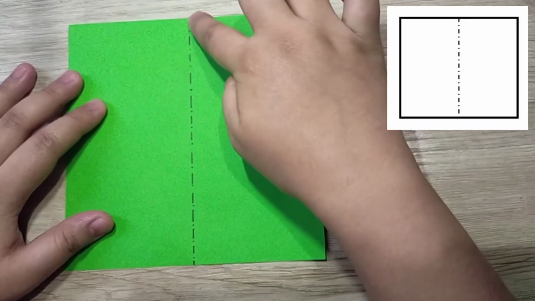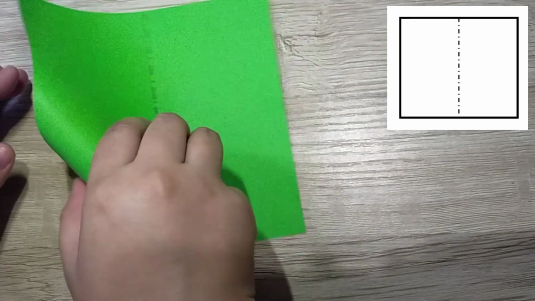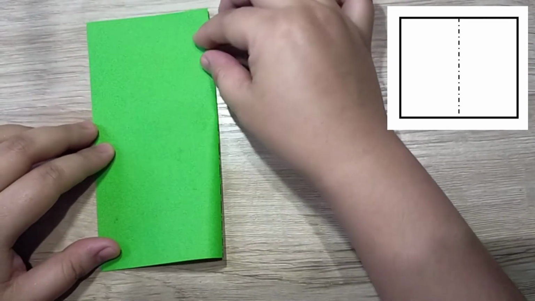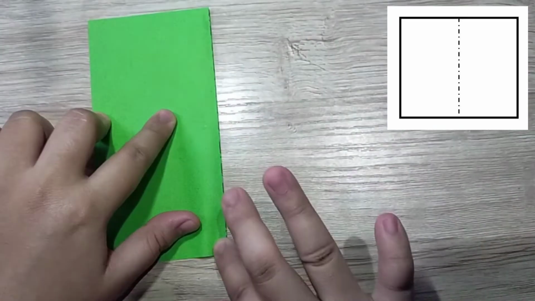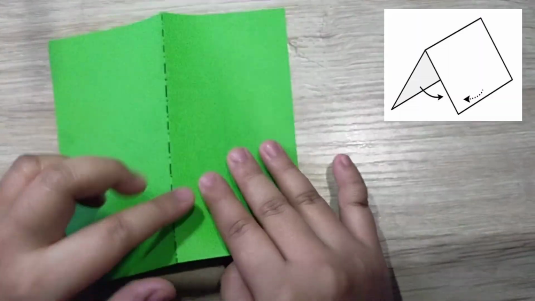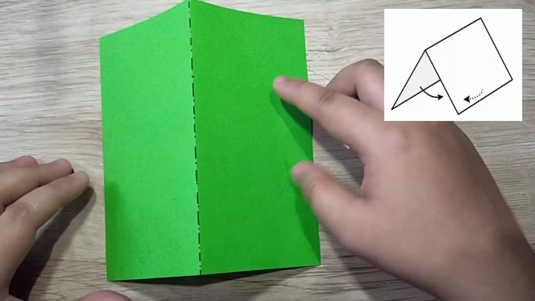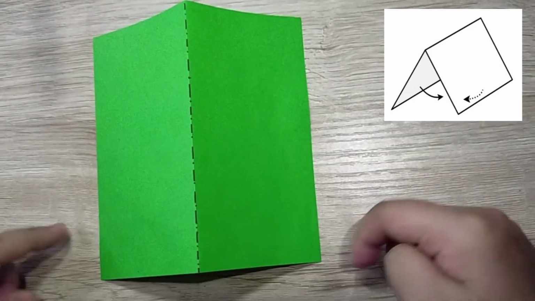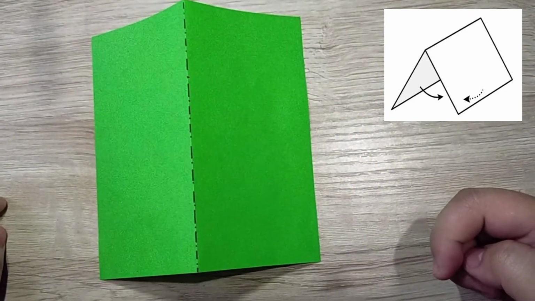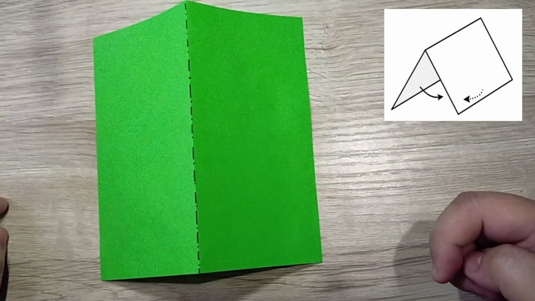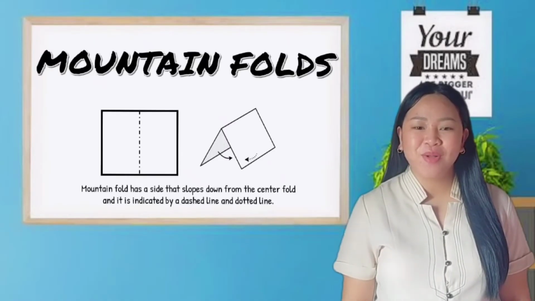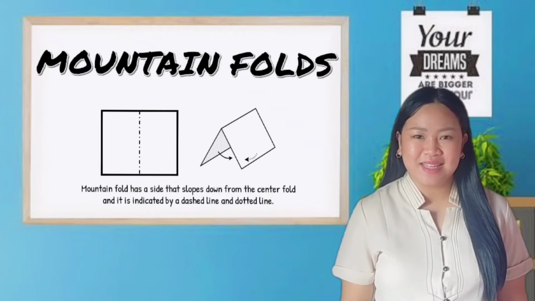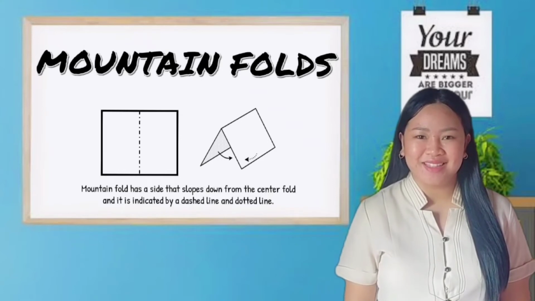For example, on a sheet of paper, normally you're just going to flip the paper over and perform a valley fold to make a mountain fold based on this diagram. And upon opening the paper, you will notice that the crease is the highest portion of the paper and the edges are the lowest part of the paper. So, it looks like a mountain. Again, mountain fold is a fold that has a side that slopes down from the center fold, and it is indicated by dash and dotted lines.